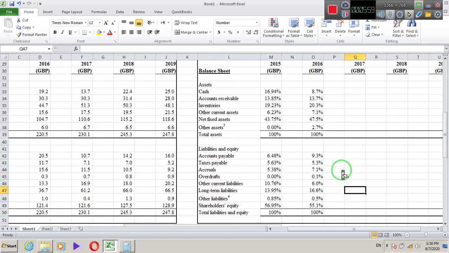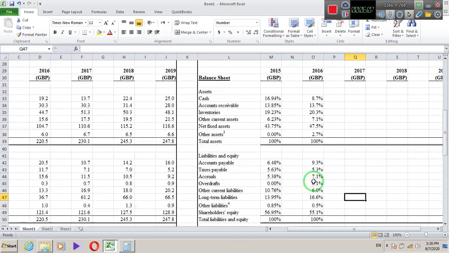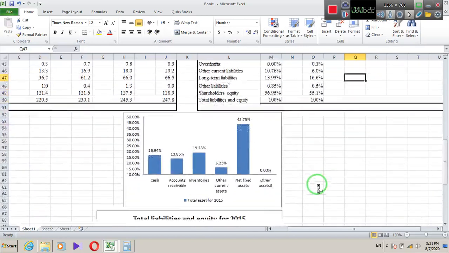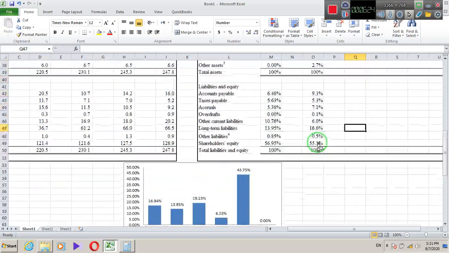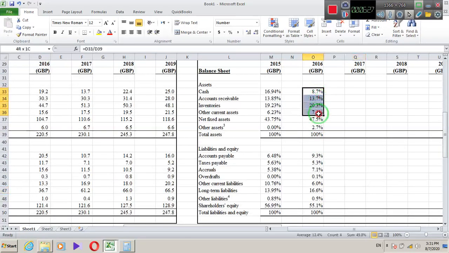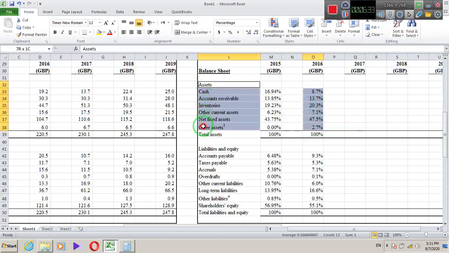Now these are the percentage of each element, each item, in the balance sheet we have. That is vertical common size analysis of the balance sheet, that we represent each item in the balance sheet in a standardized form. So if we present the graph of this, the graph is going to be like this, not like this.